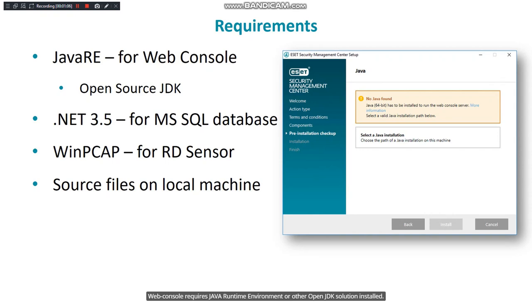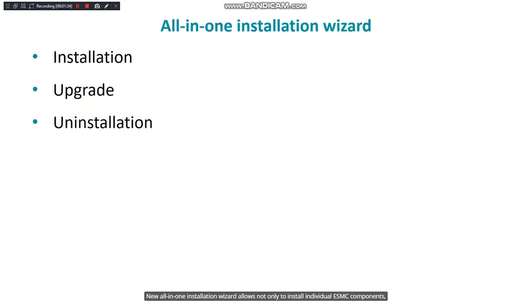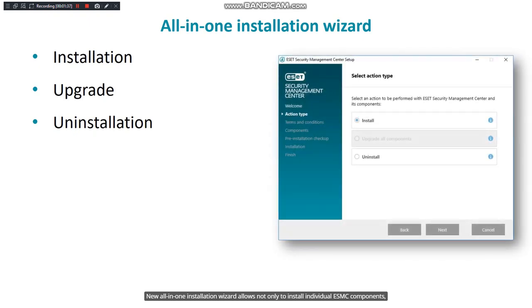Web console requires Java runtime environment or other Open JDK solution installed. MS SQL database requires .NET Framework version 3.5 and RD sensor needs WinPCAP software utility. Another thing is that source files for the installation must be saved on local machine where the ESMC installation takes place. New all-in-one installation wizard allows not only to install individual ESMC components, but also to upgrade and uninstall components already installed.